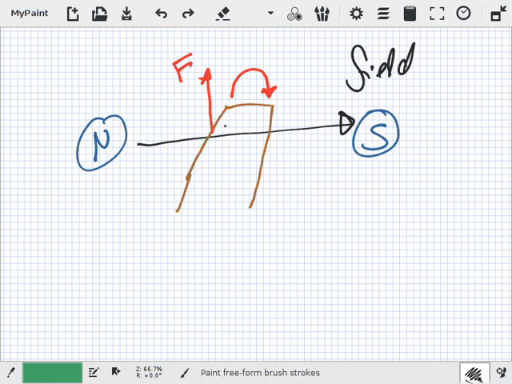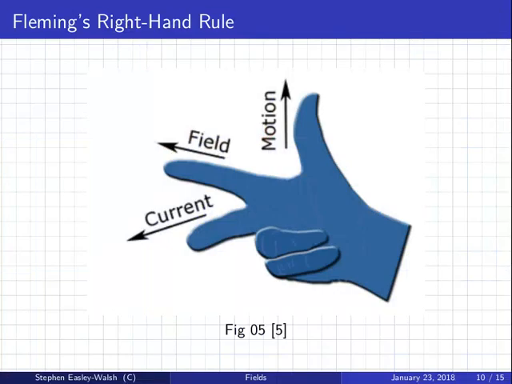So the right-hand rule says force is up. This is the field. The field is to the right, so it's in. The current induced is in. So we'll get a current that is going into here. So this is Fleming's right-hand rule. If you can draw that, please. This is only for induction.